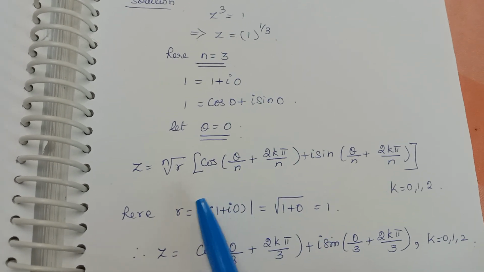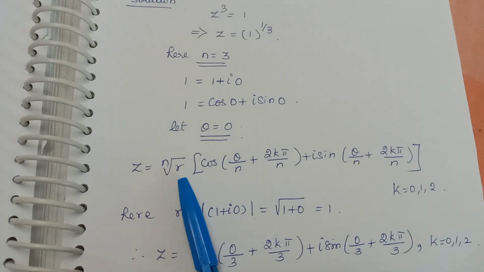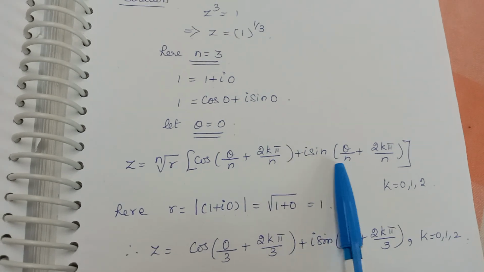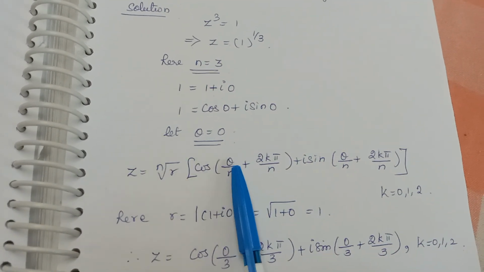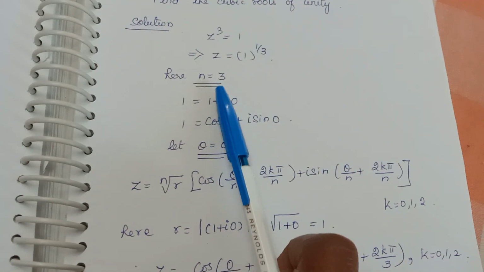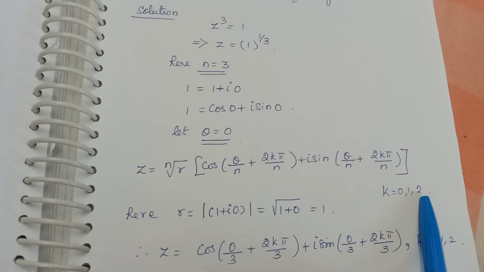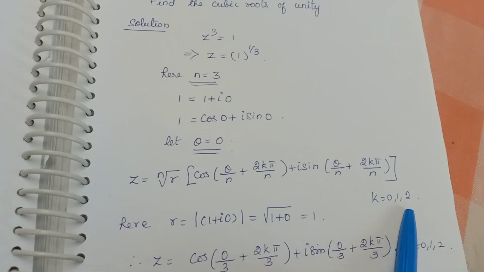So whatever things we need, I have found out. So this is the formula: nth root of r, cos of (theta by n plus 2k pi by n) plus i sin of (theta by n plus 2k pi by n). So I know what is r, n, theta. This k is nothing but, see, if n is equal to 3, k varies from 0, 1, 2. That is, up to n minus 1 you have to write. So here it is 3, no? So you have to write up to 2.